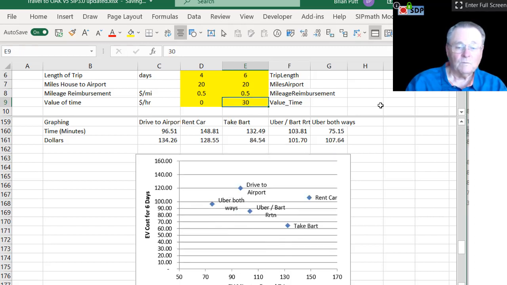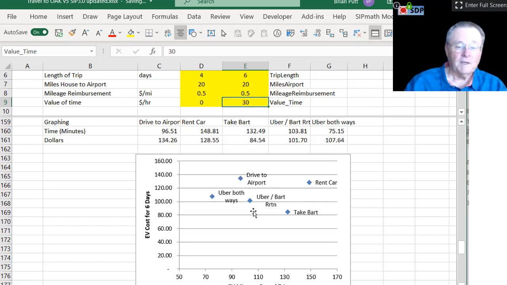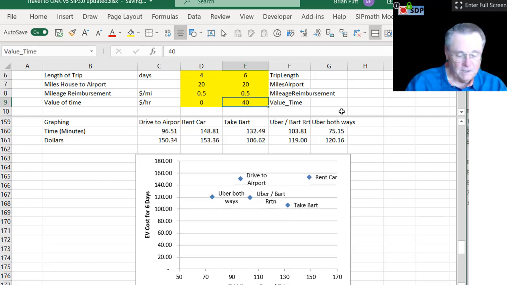And you can see that Uber both ways came down, and Uber BART returned, so it's still not equal. Let's put in 40, 50. Oh no, this is right. All right, 40 looks pretty good. Now both of these are the same, and I would prefer to Uber both ways rather than taking Uber and BART.